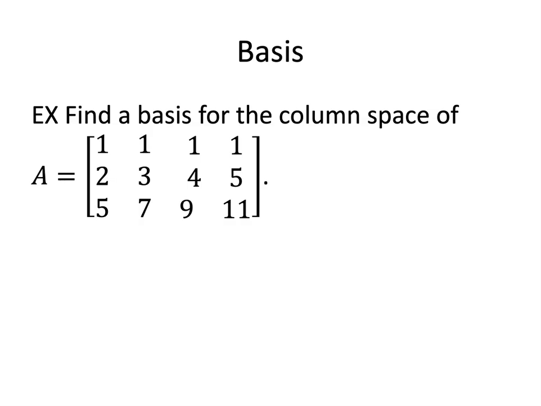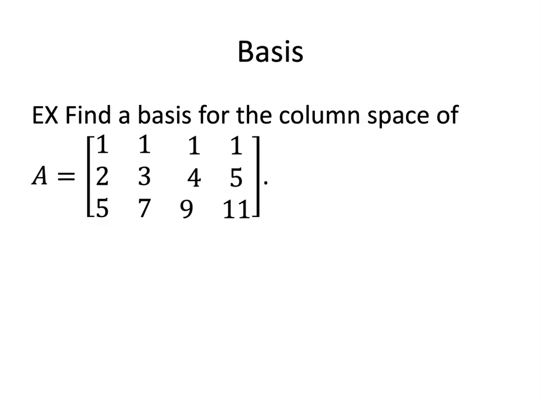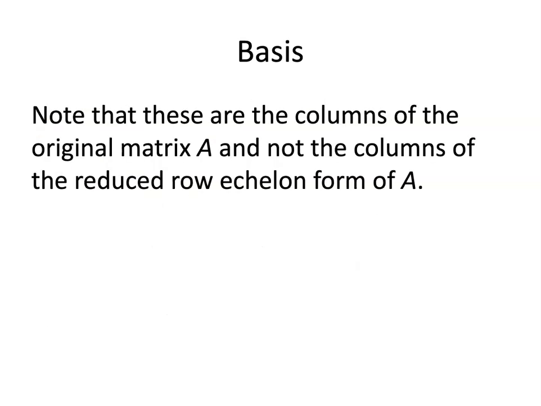So let's find a basis for the column space of this matrix A. Well, the reduced row echelon form looks like this, and this tells us what the pivot columns are. The first two columns are the pivot columns, because you've got the leading one here and the leading one here. Thus, a basis for the column space of A is (1, 2, 5) and (1, 3, 7), because we're looking for the pivot columns of the original matrix. Note that these are the columns of the original matrix A and not the columns of the reduced row echelon form of A. So don't make that mistake. Be careful.